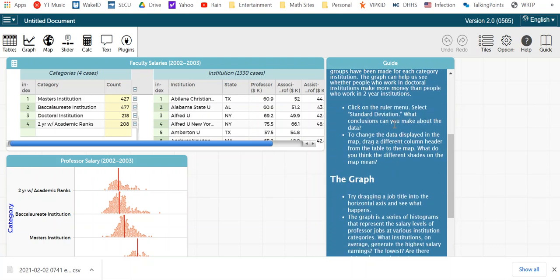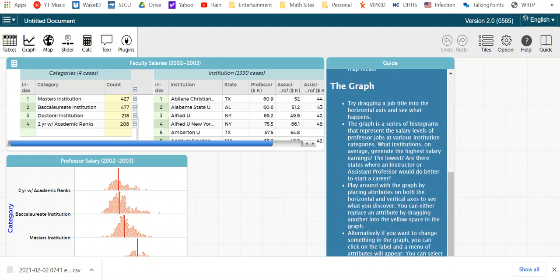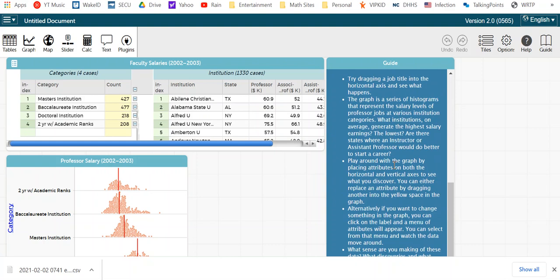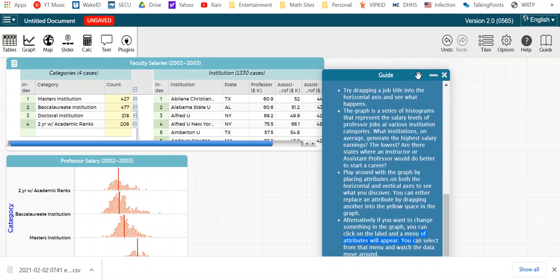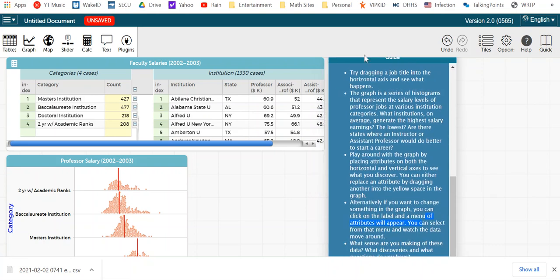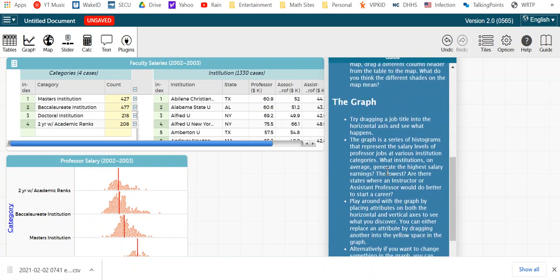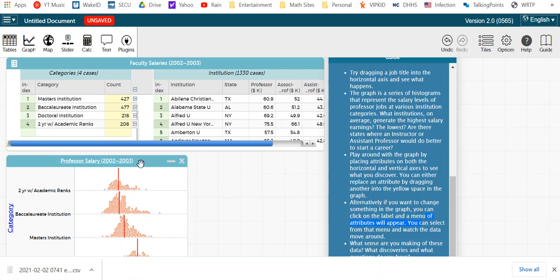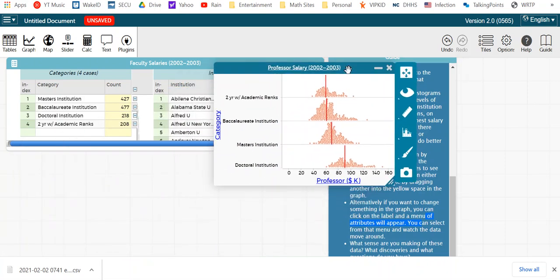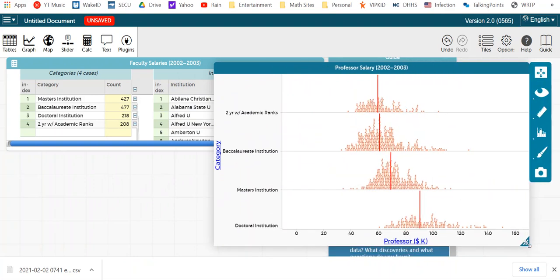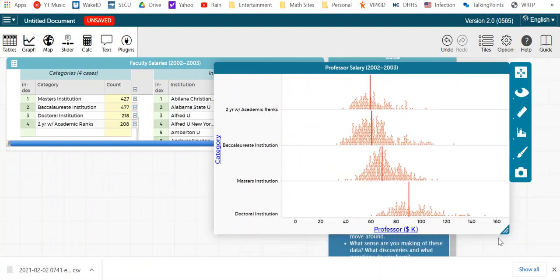Occupational data, the graph dragging a job title. I'm not sure. I don't think there's a way for me to see what's down at the bottom. They do not appear to be asking any particular questions. However, when I look at this graph over here, they are asking about a professor's salary. Well, I guess that's the whole thing, is about their salaries.